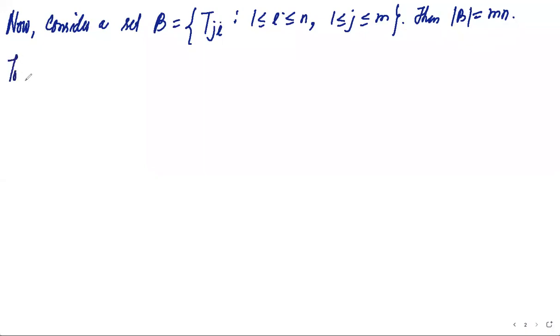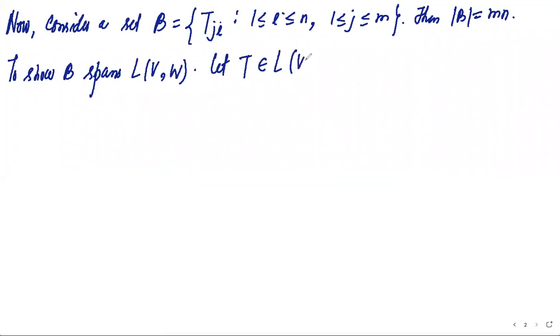Now we show B spans LVW. ठीक है? तो इसको स्पेन दिखाने के लिए B spans LVW, it means that every linear transformation inside LVW can be written as a linear combination of the vectors from B. So that means whenever we can define a linear transformation from V into W, that can be written as a linear combination of the linear transformations Tji, where i runs between this range and j has this range. So let's choose T belongs to LVW.